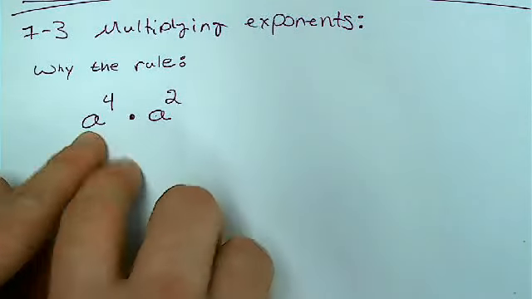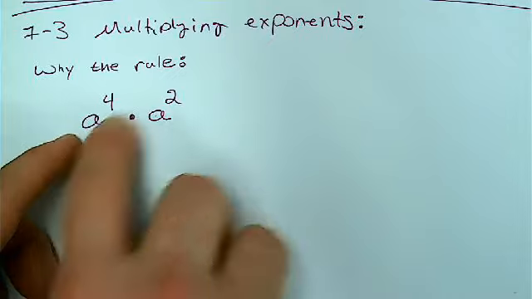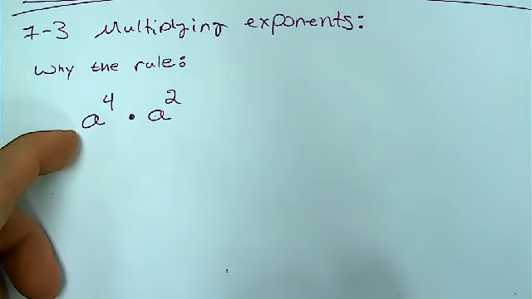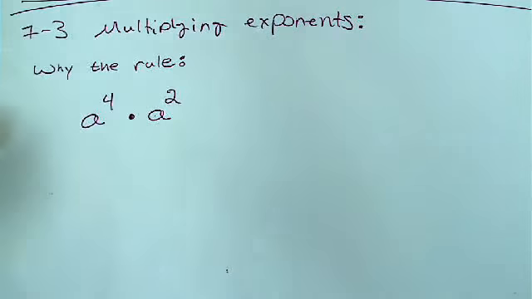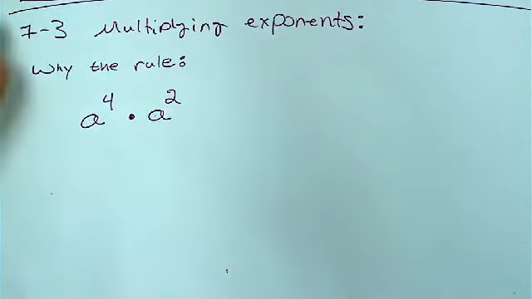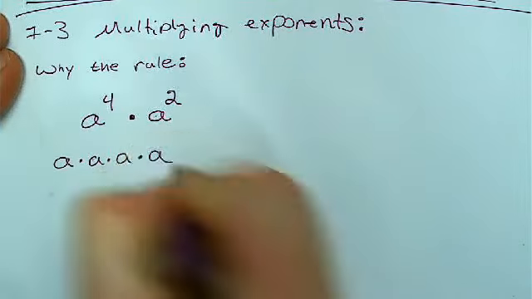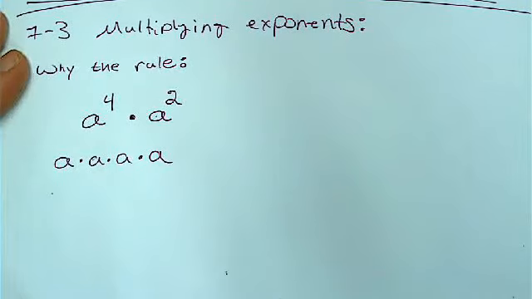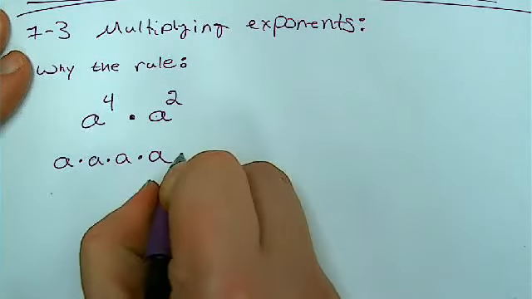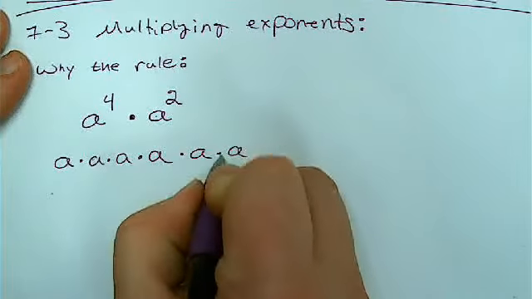If I want to write this out longhand, what is a to the fourth? What am I doing with that? So a times itself 4 times. So I have 4 a's. A times a times a times a. What about a squared? What's that? 2 a's, yeah. Multiplied together.